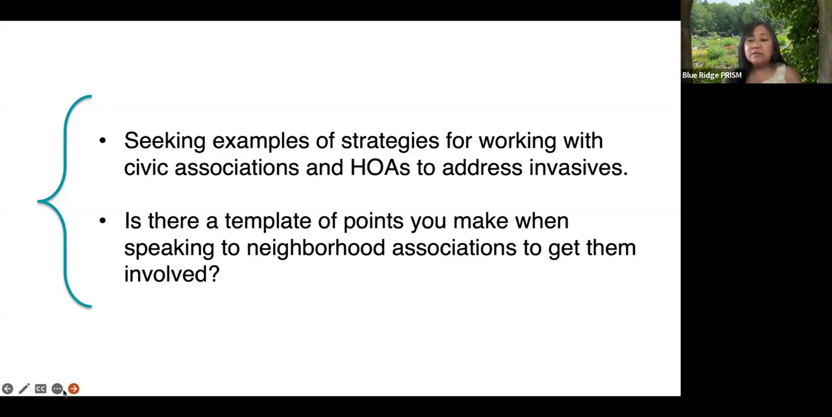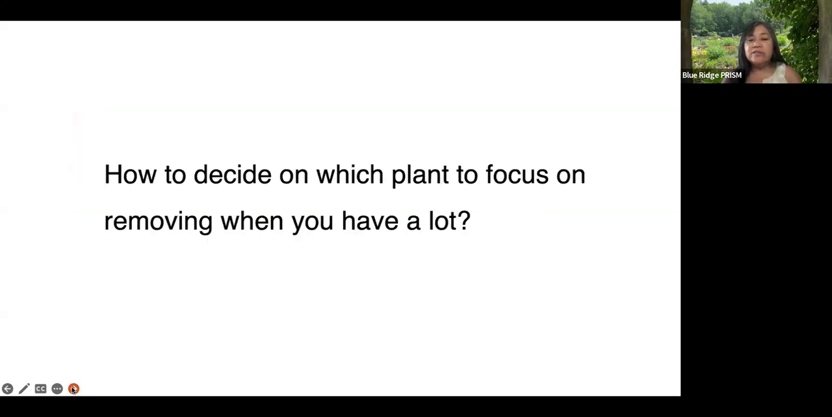Sounds good. Okay, so more nitty gritty. Let's say you're starting this for the first time. You've got your group of friends, you want to go out there, and then, like all of us, you see everything and you're like, oh my gosh, what do I do? Just practicality wise, how do you decide which plants to focus on when there are so many to remove? How about I start?